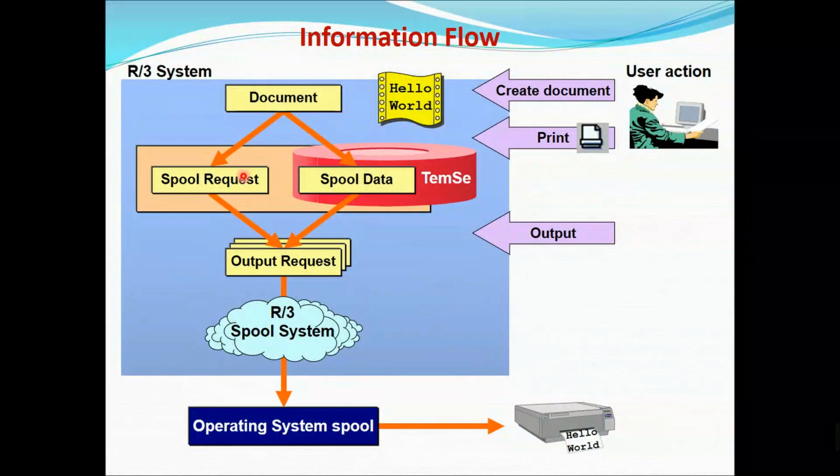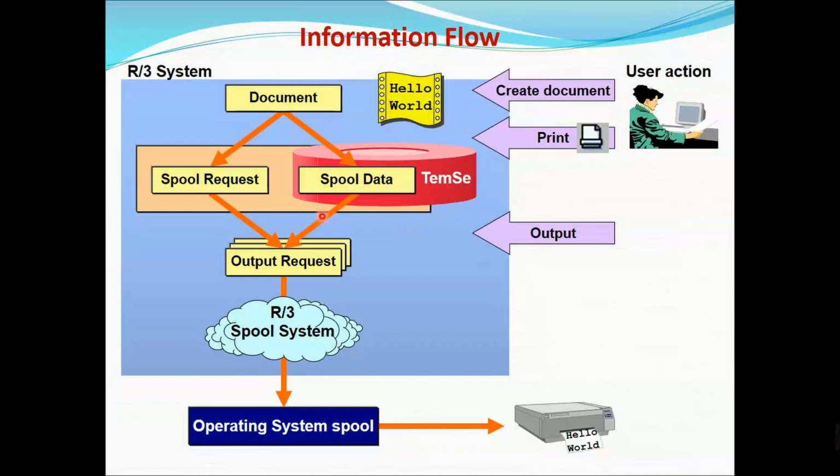So this is how the information flow is happening. The user is creating the request from their front end PC. Then that request will come to the SAP system, that is the R3 system, and it will be divided into two parts. One is data, another one is request. This request is nothing but the user request which comes from here, and this spool data is your actual data that is sent by the user, which is stored in TemSe DB, as you can see in the figure.